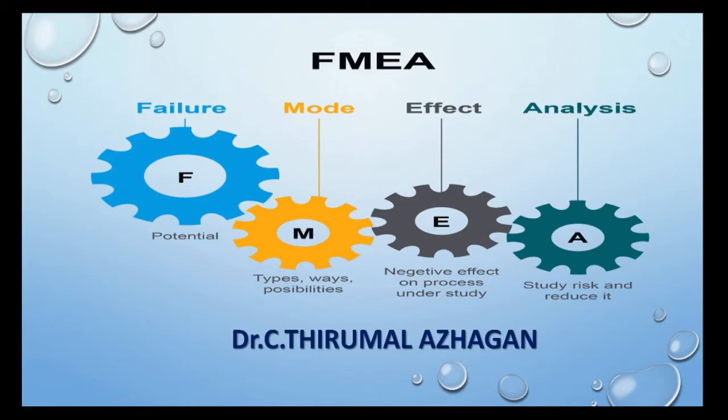By the diagram itself, you can easily understand what FMEA actually states. As I said, the expansion of FMEA is failure mode effect analysis. Failure is the potential failures an organization encounters. The mode concentrates on three things: the types, the ways, or the possibilities of failures. The effect concentrates on the negative effect on the process under study, what may be the effects if the failure mode happens. And finally, for analysis, study the risk and try to reduce it. So this diagram easily tells us what FMEA teaches us and what we have to learn.